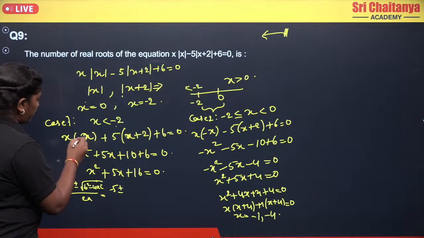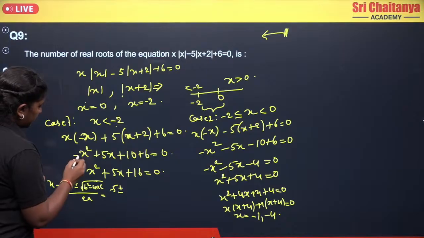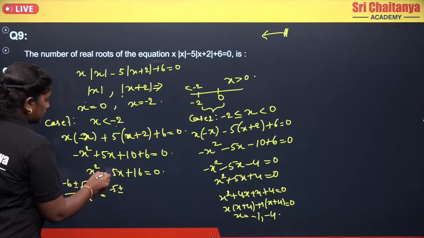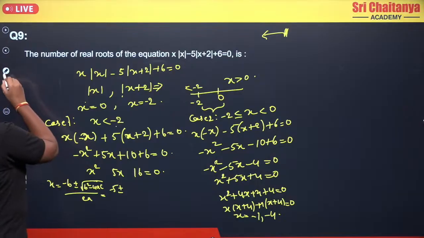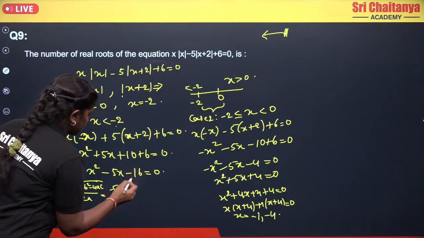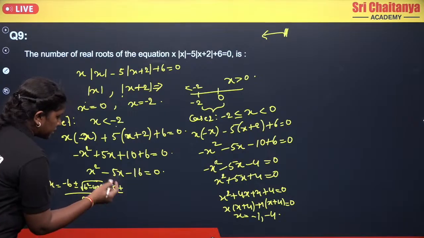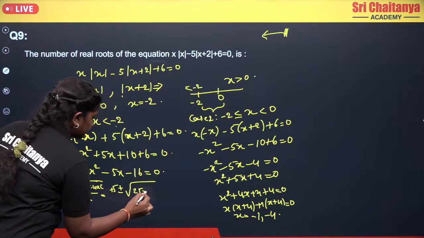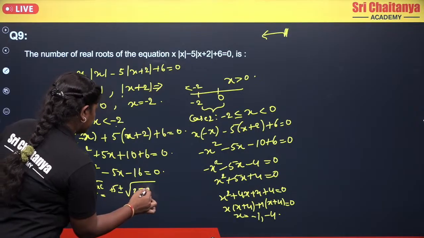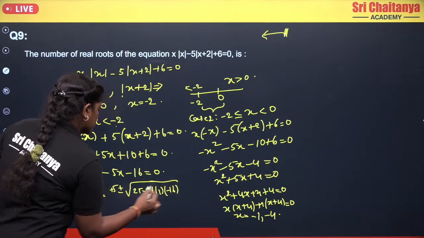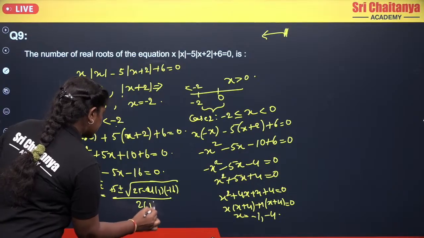So it will be of minus x square, and taking minus common, here you will get minus, and here also you will get minus. So minus into minus will become plus 5 root of b square minus 4ac, 25 minus 4 into 1 into minus 60. Okay, so now if you simplify this, you will get the roots.